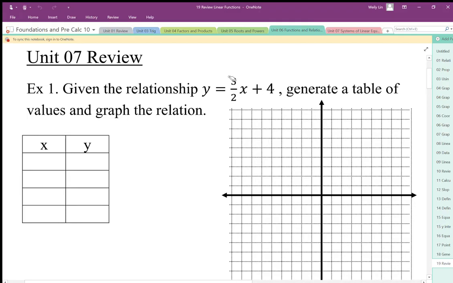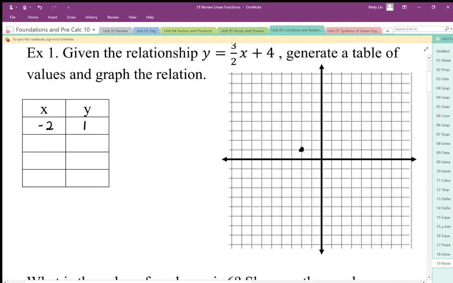Okay, we can see though that this has slope of 3 over 2, has a y-intercept of plus 4. So I'm going to start with maybe -2. And with -2, we plug in -2, 3 over 2 times -2 is going to be -3, plus 4 is going to be +1. So -2, +1. Make sure we're graphing accurately. Make sure you're not mixing up your x's and y's.